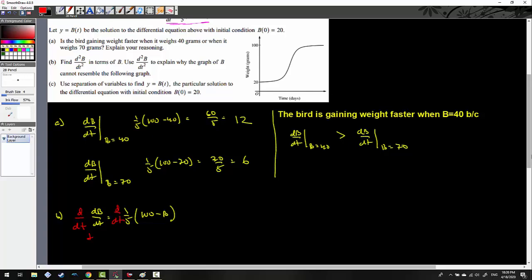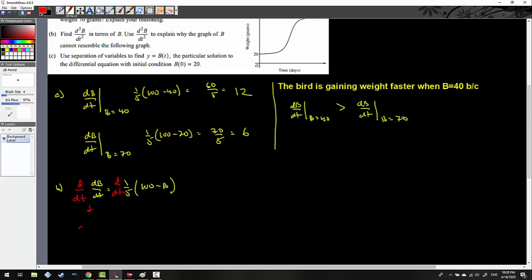Now from here, the left side is pretty easy. It becomes d squared B over dt squared. Now I'm going to kick the 1/5 out and derive the 100 minus B. That's going to be negative. Now here's where people are going to make their mistake. They think that it's negative 1, but it's not negative 1, because they see the derivative of a singular variable. But remember, you're not doing d over dB, because that would be 1. You're doing d over dt of B, or negative B.